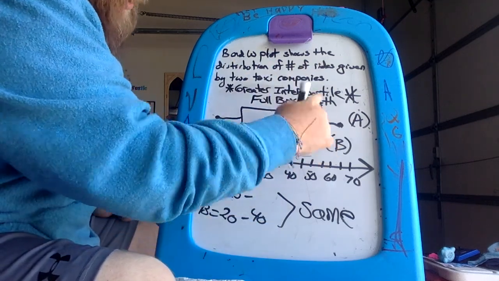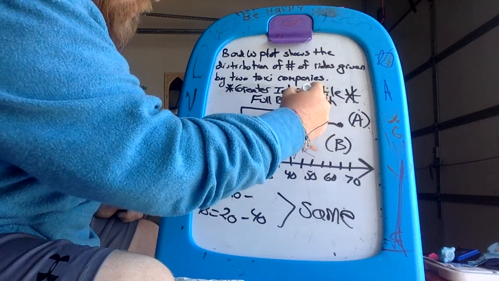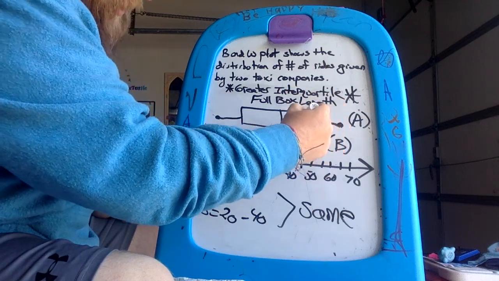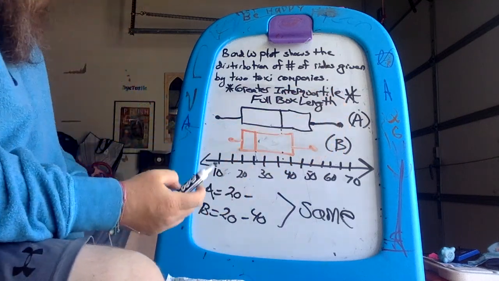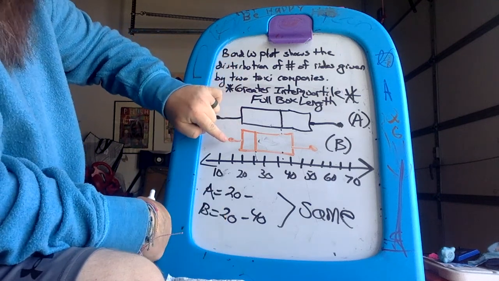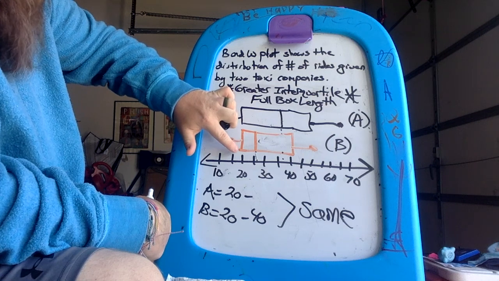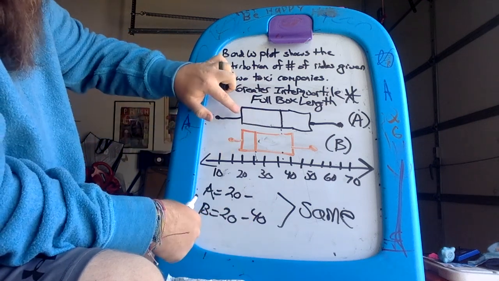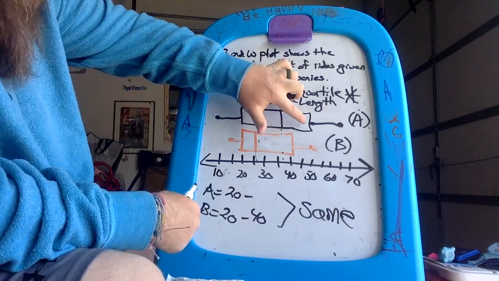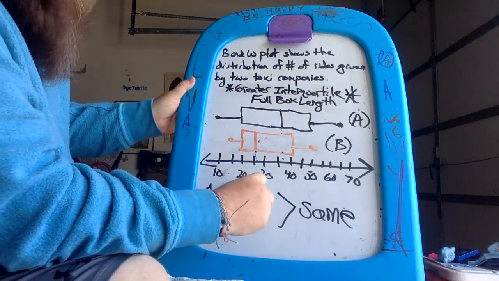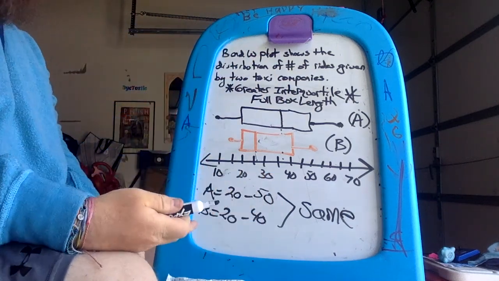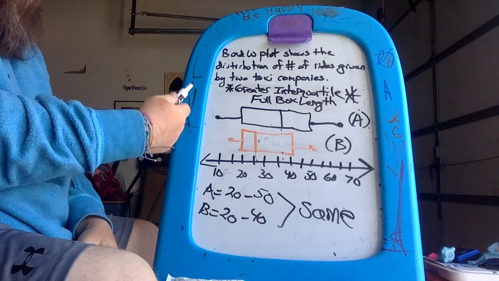I extended this box and whisker, and instead I went to 50, okay? And there it goes. So company B stayed the same. It went from 20 to 40 rides, and that stayed. But company A goes from 20 to about 50. So then you can see this one has at least 10 more rides that it's applying for the company.